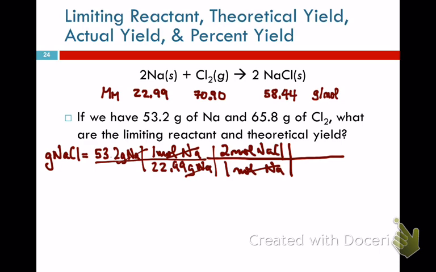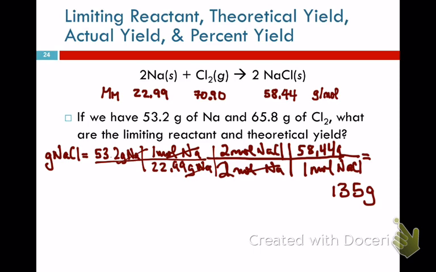So it's 58.44 grams per mole. Doesn't like writing right now. Pop that into my calculator. 53.2 divided by 22.99 times, oh, it's 2 for 2, not 2 for 1, huh? That makes lazy people like me happy. I don't have to do anything. Times 58.44 grams. Okay, so I'll call it 135. That's rounded to 3 sig figs. So that's how much sodium chloride I get out.